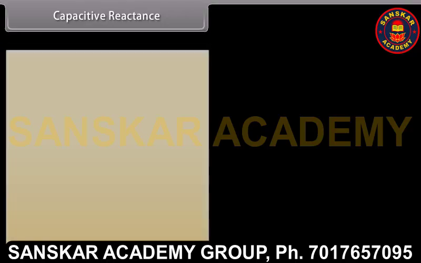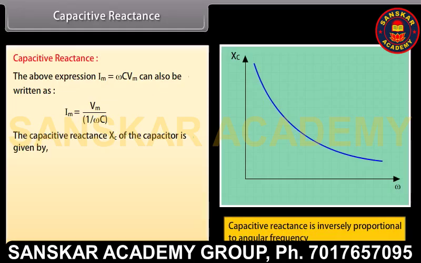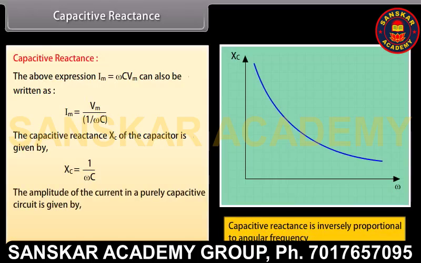Capacitive reactance. The above expression Im equal to omega C Vm can also be written as Im equal to Vm divided by 1 upon omega C. The capacitive reactance Xc of the capacitor is given by 1 upon omega C. The amplitude of the current in a purely capacitive circuit is given by Im equal to Vm upon Xc, or Irms equal to Vrms upon Xc.